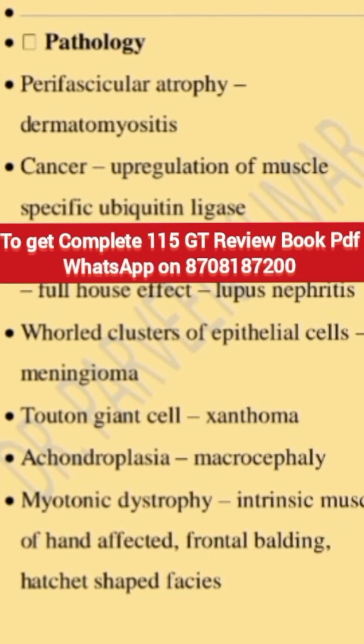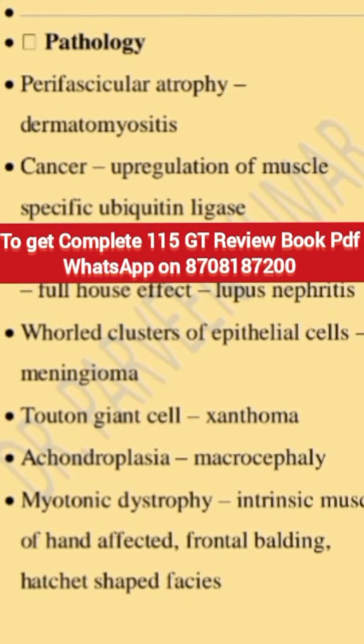If there are deposits of IgG, IgM and C3, then it is known as the full house effect, seen in lupus nephritis. If there are whorled clusters of epithelial cells, then it is meningioma. Dural tail sign is also seen. Touton giant cells are seen in xanthoma. Achondroplasia is associated with macrocephaly. If you see intrinsic hand muscle involvement with frontal balding, then myotonic dystrophy is the answer.